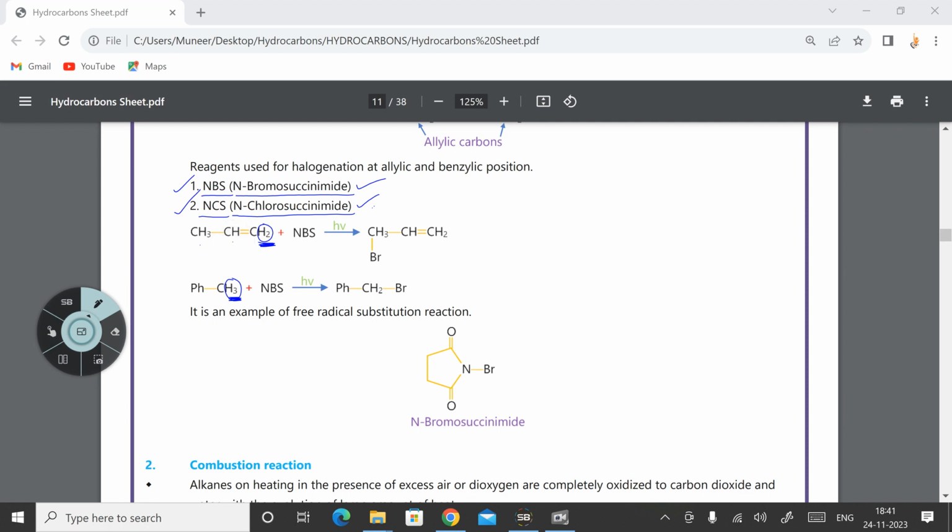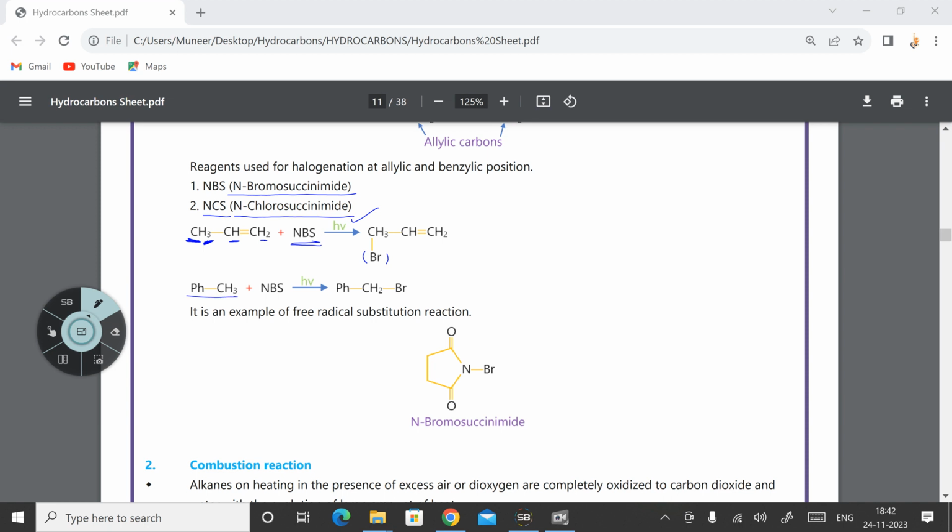Look at the board. This is CH3-CH=CH2. This is an sp2 carbon, this is also an sp2 carbon, and this last carbon is an sp3 carbon, called allylic carbon. These hydrogens are allylic hydrogens, not these, which are vinylic. Instead of one hydrogen, one bromine atom is attached here in the presence of NBS and sunlight. NBS means N-bromosuccinimide, or you can use NCS, N-chlorosuccinimide.